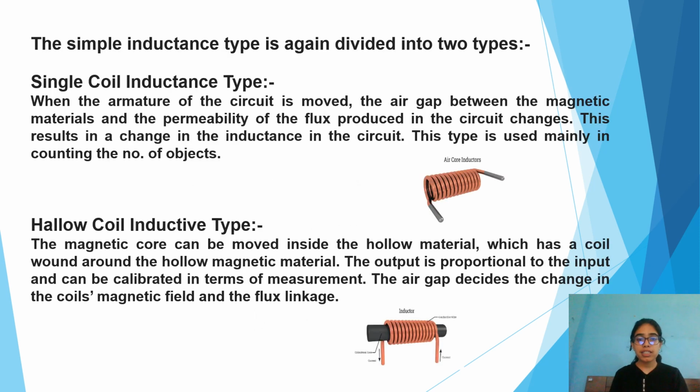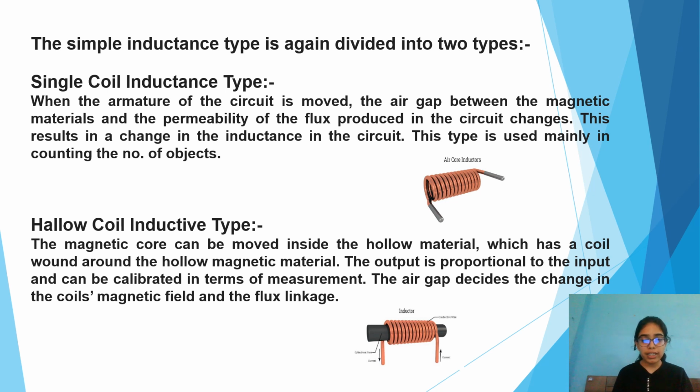Now, simple inductance type is again divided into two types: single coil inductance type and hollow coil inductive type. In single coil inductive type, when the armature of the circuit is moved, the air gap between the magnetic material and the permeability of the flux produced in the circuit changes. This results in a change in inductance in the circuit. This type is used mainly in counting the number of objects.